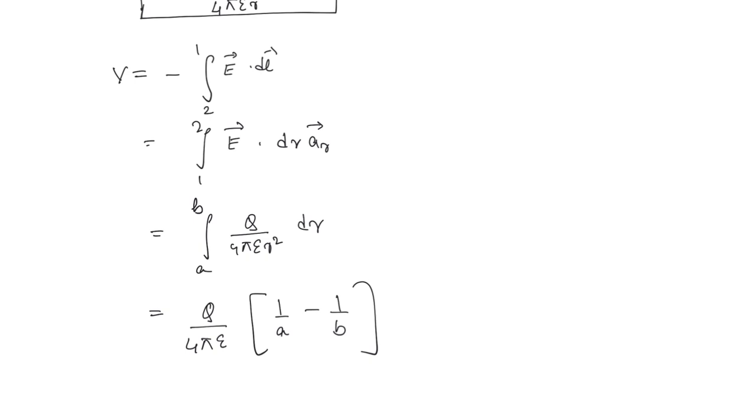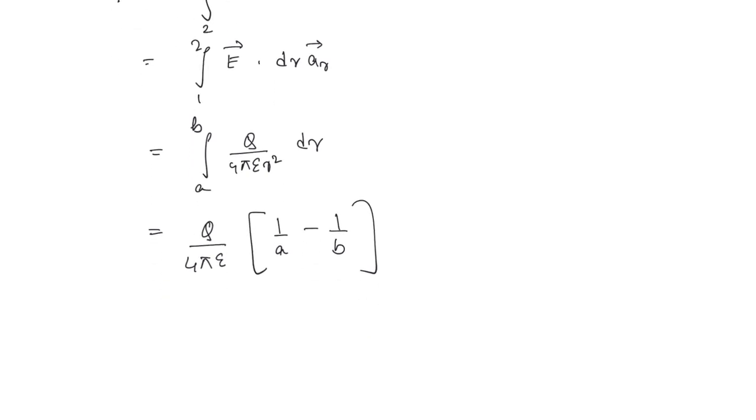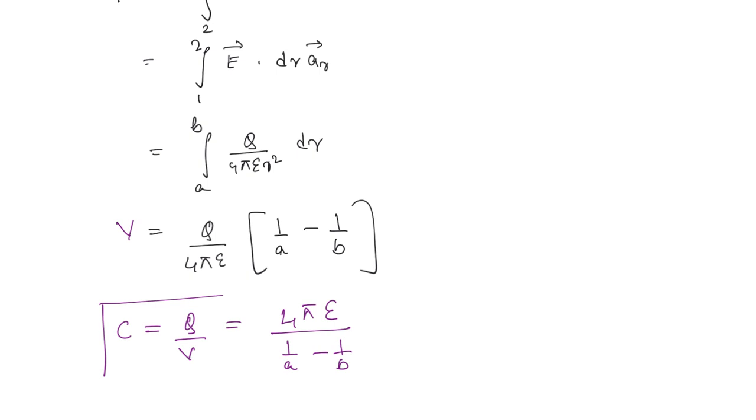Finally the capacitance C, this is V, right? So C is equal to Q by V, which is equal to 4 pi epsilon divided by (1 by A minus 1 by B). So this is the capacitance of a spherical capacitor.